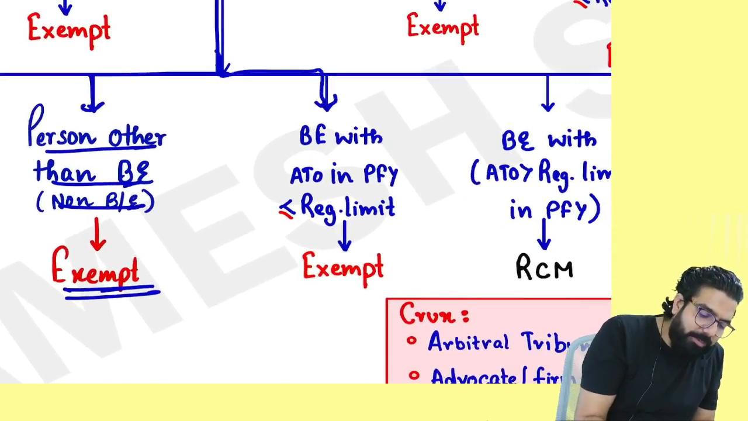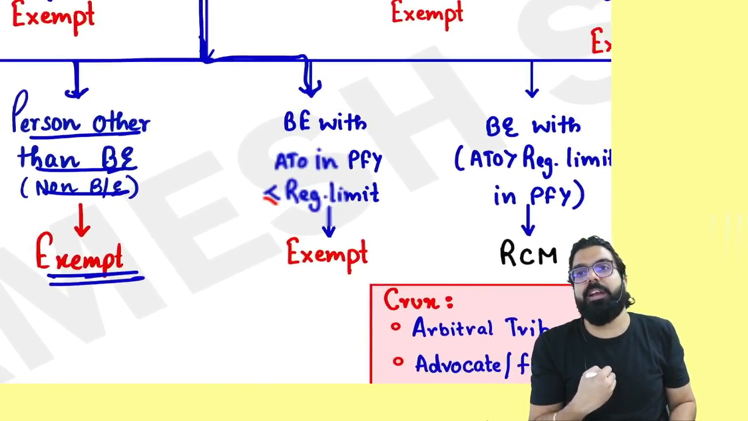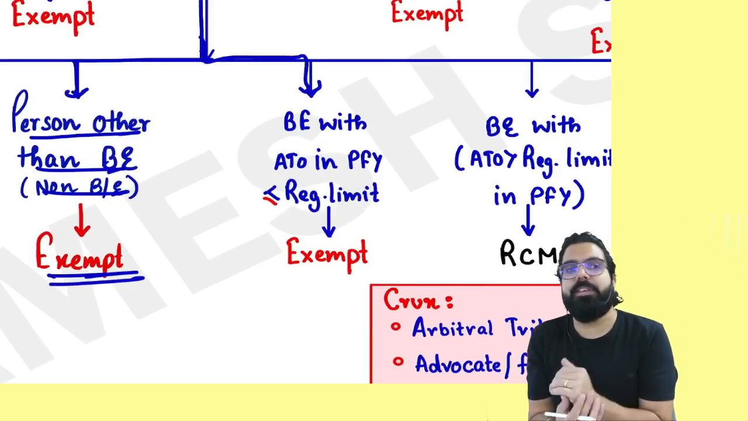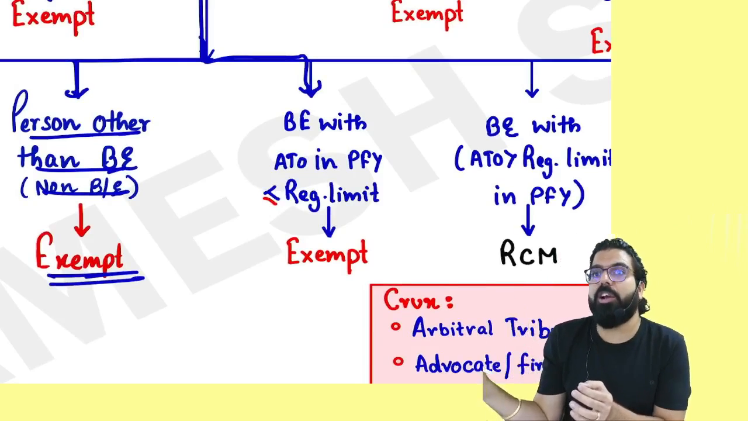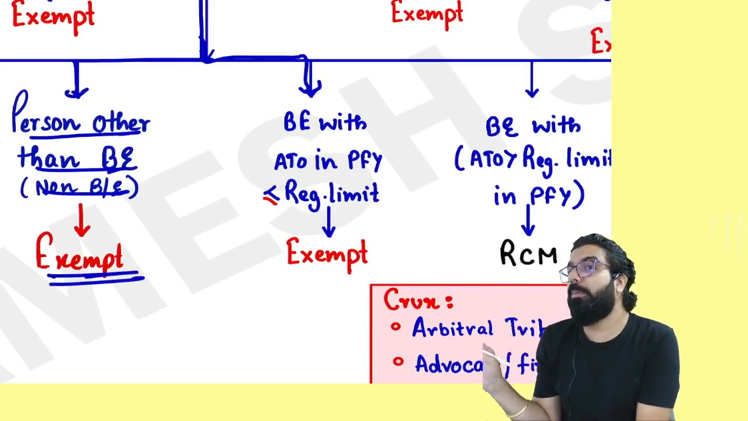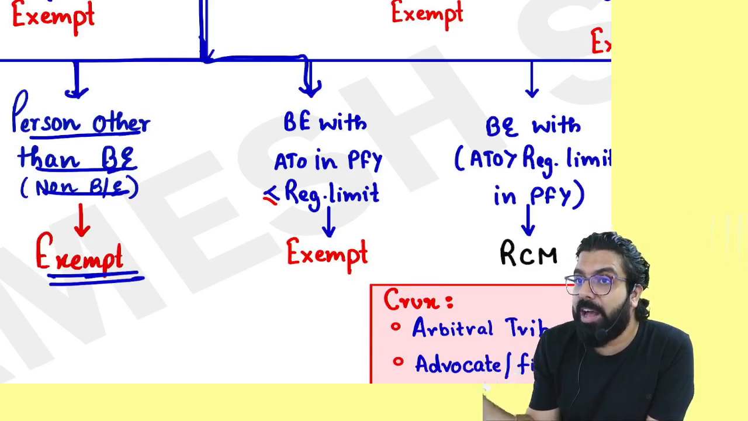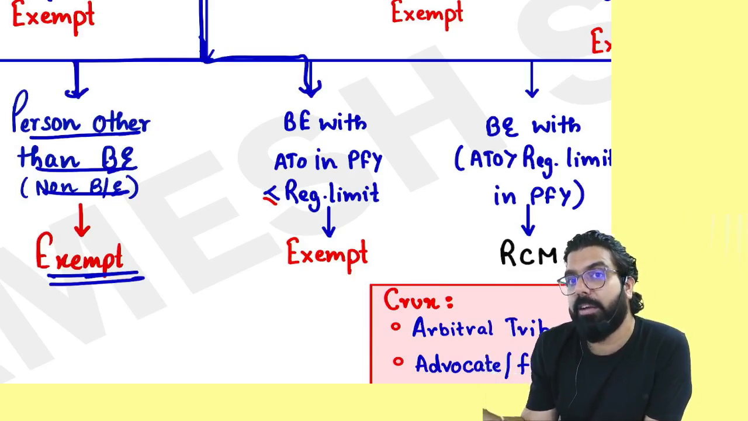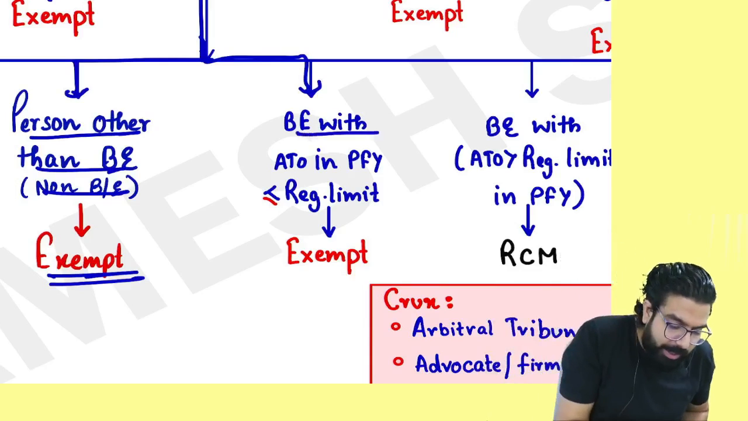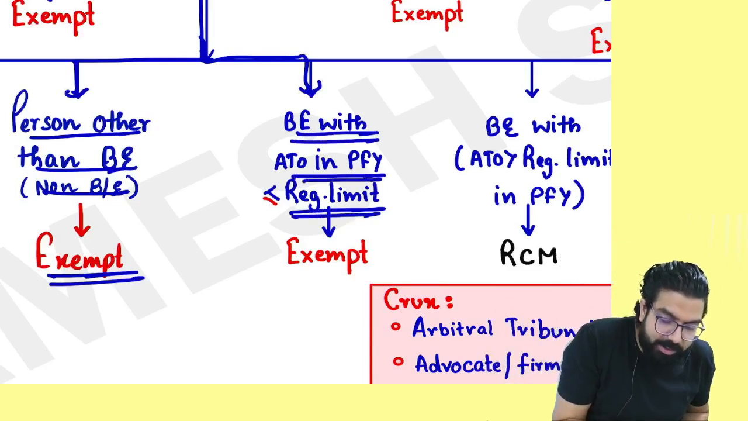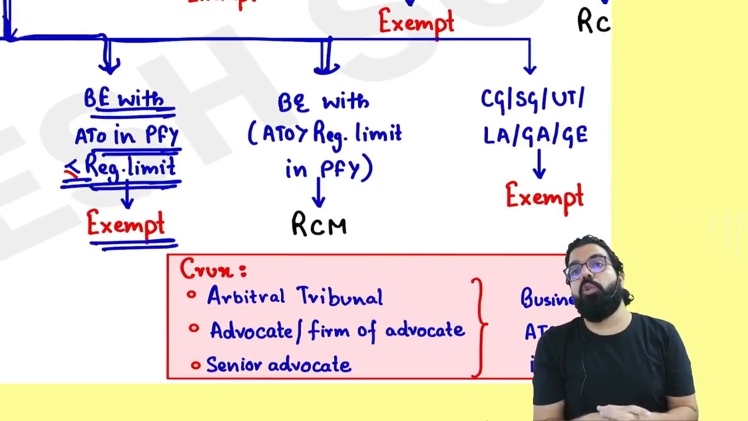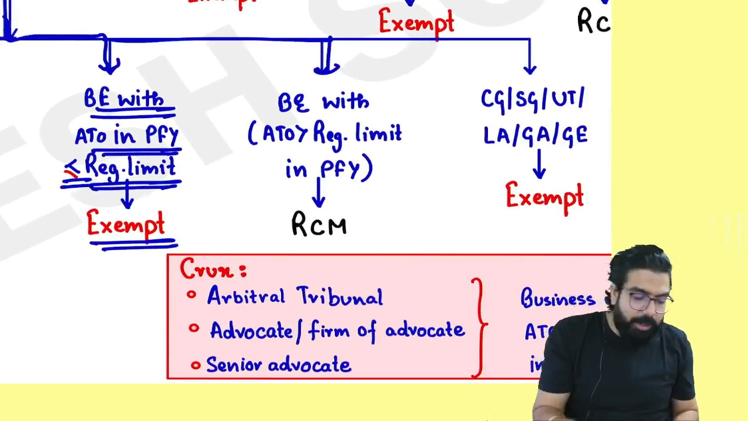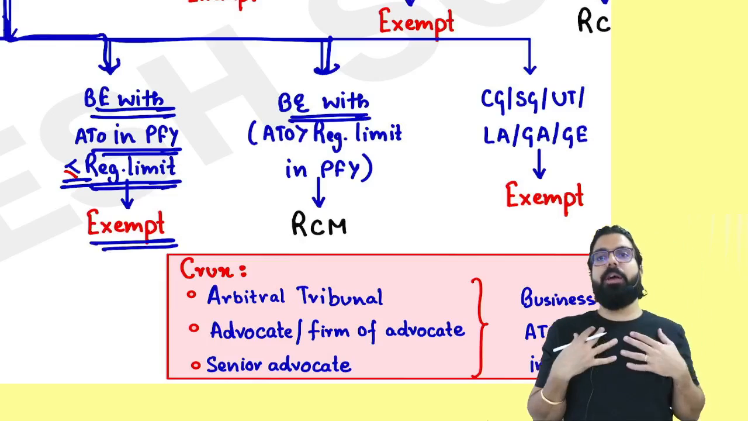If the advocate gave services and I am a business entity, which business entity? A small business entity, whose last year's turnover is less than the registration limit. Always remember, a small business entity is one whose last year's turnover is less than the registration limit. Then if your turnover in the last year is less than or equal to the registration limit, you are also exempt. But a big business entity is one whose last year's turnover is more than the registration limit.